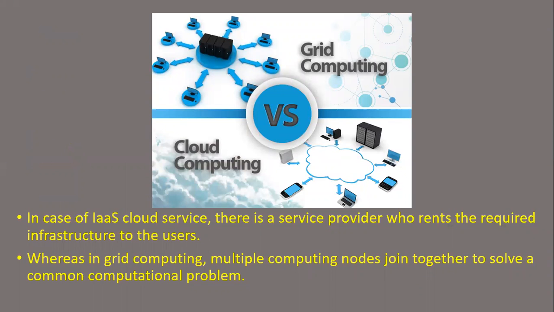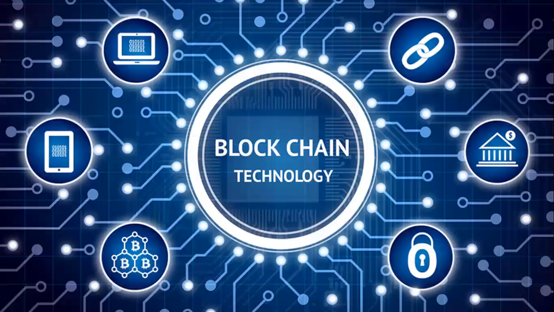In case of IaaS, that is infrastructure as a service, the service provider rents the required infrastructure to the user. Whereas in grid computing, multiple nodes join together to solve a common computational problem. This is the difference.